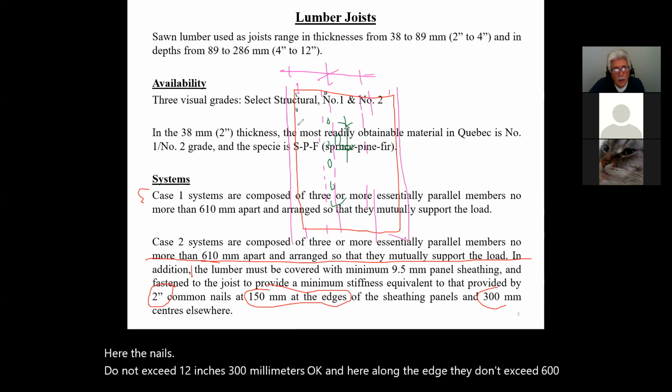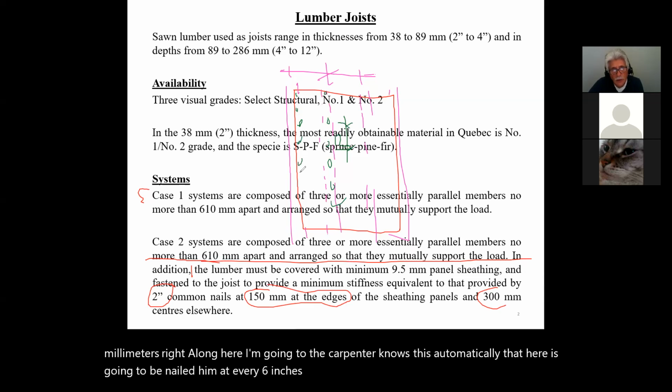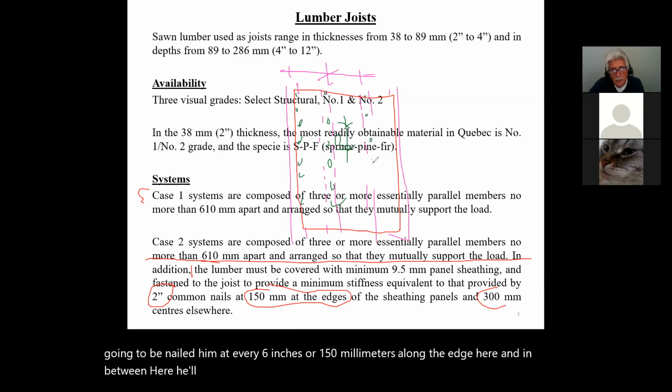So along here, the carpenter knows this automatically, that here he's going to be nailing them at every 6 inches or 150 millimeters along the edge here. And in between here, he'll nail them at every 1 foot. And now, by doing this, what you're actually doing is, I'm going to draw it here.